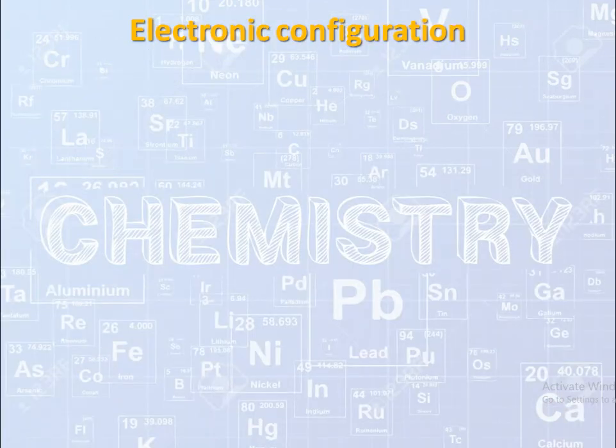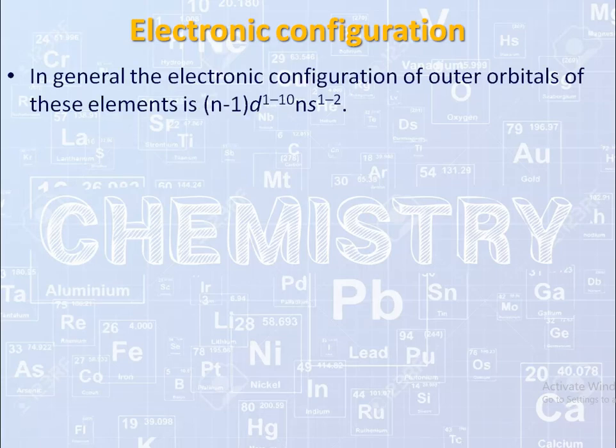Let us discuss the electronic configuration of transition metals. The general electronic configuration of transition metals is (n-1)d 1 to 10, ns 1 to 2.